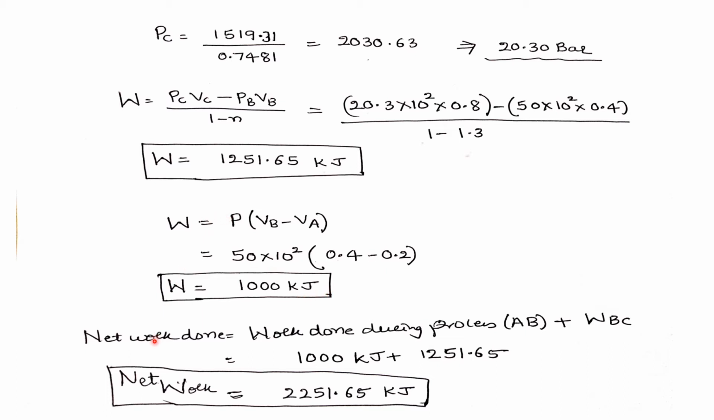Now the net work done, that is work done during process AB plus work done during process BC. In short form I have written here W_BC. So 1000 kilojoules plus this work done. So my total net work done will be 2251.65 kilojoules during the entire process.